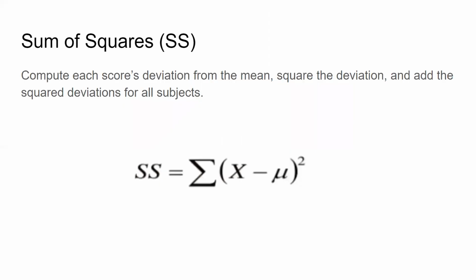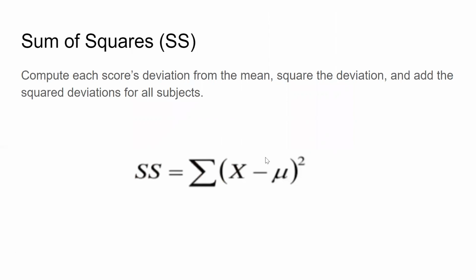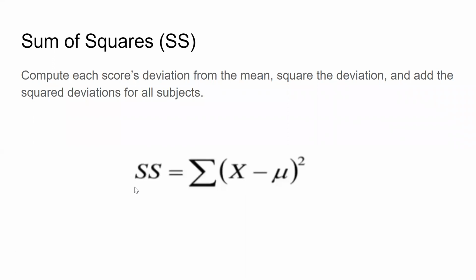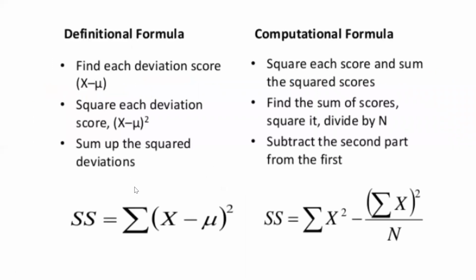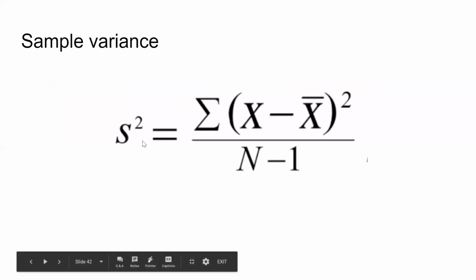All right, so this is what all of this looks like in a formula. Oh my goodness, is this scary or what? It's really not. Look, sum of squares is the sum of the differences between the score minus the mean, squared, and add them all up. That's what sum of squares means.